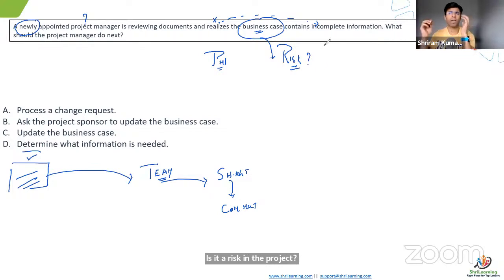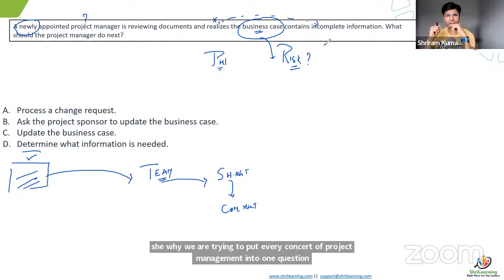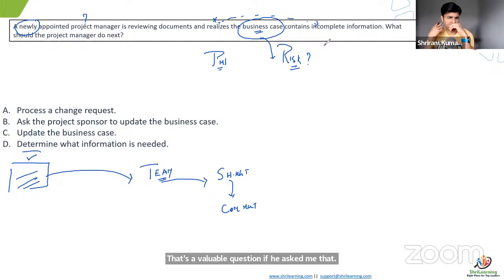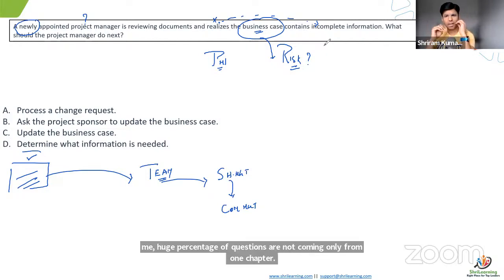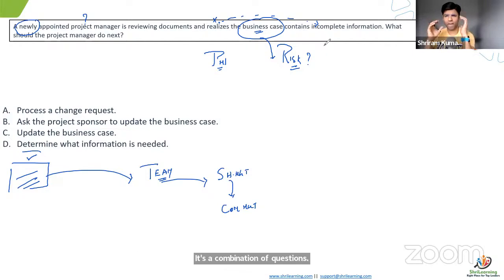But Shri, why are we trying to put every concept of project management in one question? That's a valuable question if you ask me. However, I will say that when PMI gives 180 questions, believe me, a huge percentage of questions do not come from only one chapter. It's a combination of questions. Let's forget the PMP exam for a while. If you go to a corporate job on Monday morning or Tuesday morning, when an incident comes towards you, do you think it comes from only one particular area?